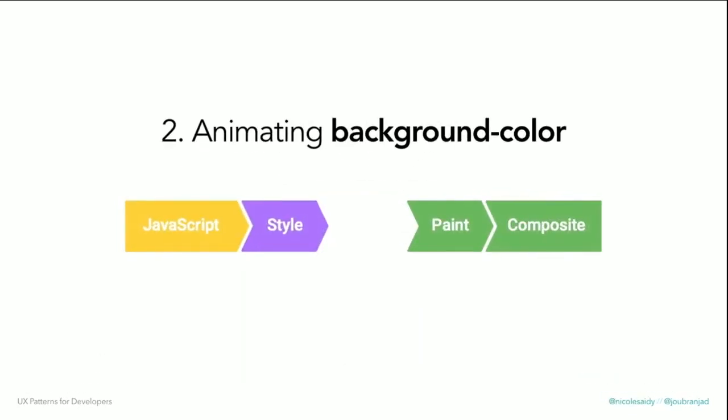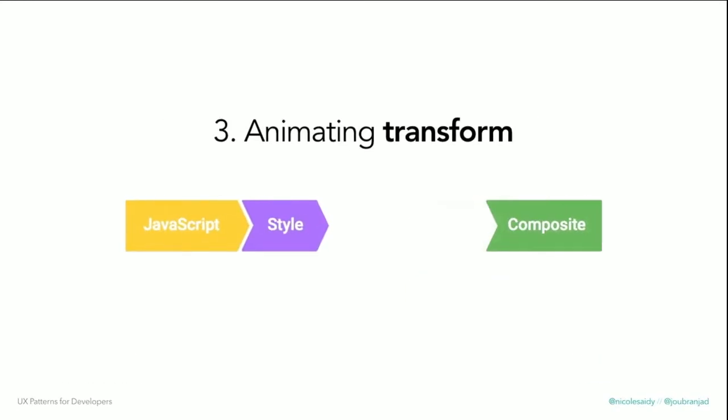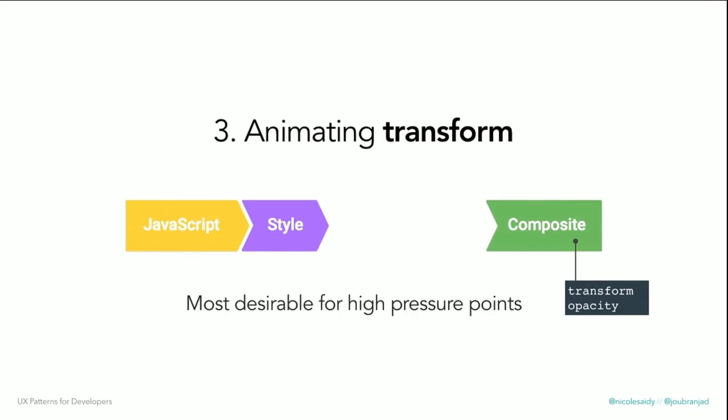And the second scenario, what happens if we change the background color? Well, there's no way that changing the background color can affect the geometry of the page. So the browser is going to skip the layout, and it's going to do paint and then compositing. You can probably see where I'm going with this. What happens if we animate using transform or opacity? Well, the browser is going to skip layout and paint and immediately jump to the compositor. So that's why this is the most desirable for high pressure points.